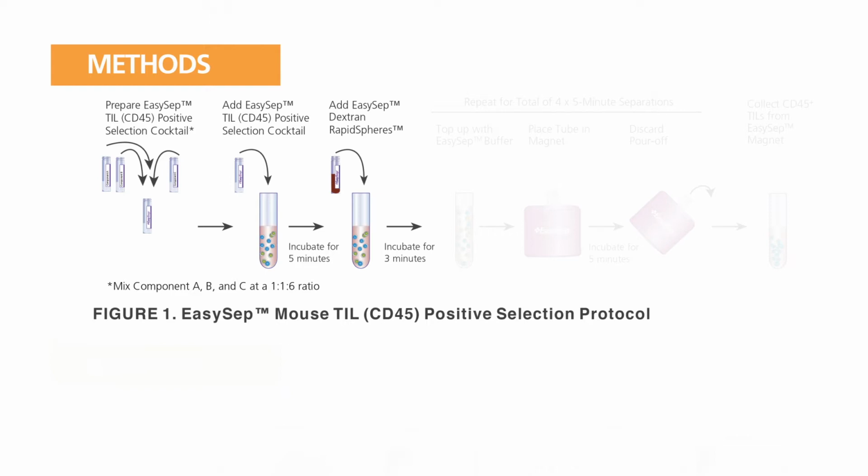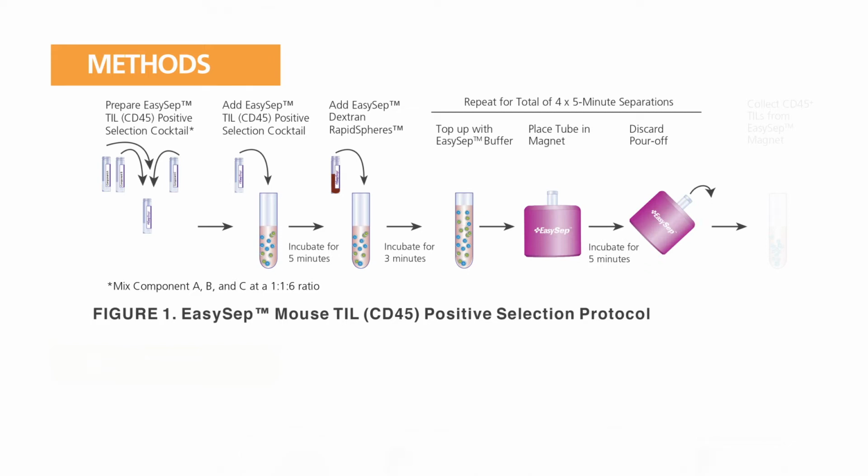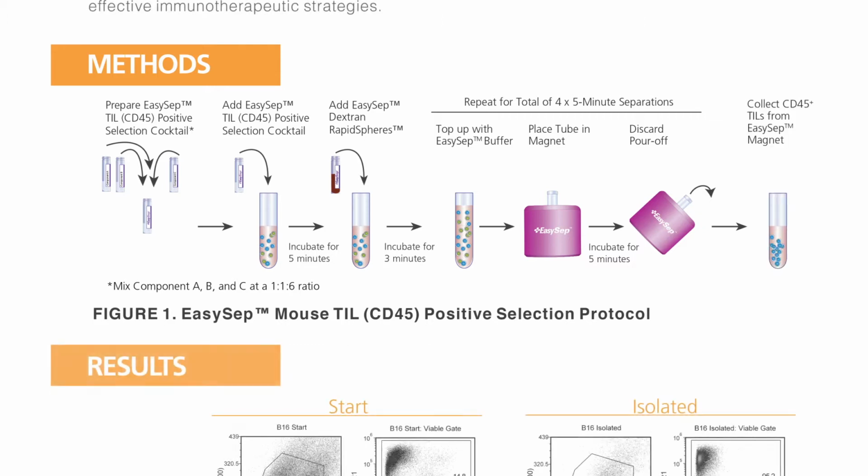This allows the TILs from tumor samples to be labeled with an antibody complex that links CD45 positive cells to magnetic particles. Then separate the TILs using an EasySep purple magnet, applying 4 rounds of 5-minute magnetic separation. TILs will remain in the tube while unwanted cells are being poured off. You can resuspend cells in the medium of interest, and your sample is ready for downstream applications.